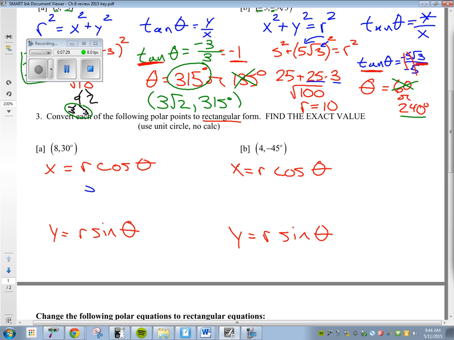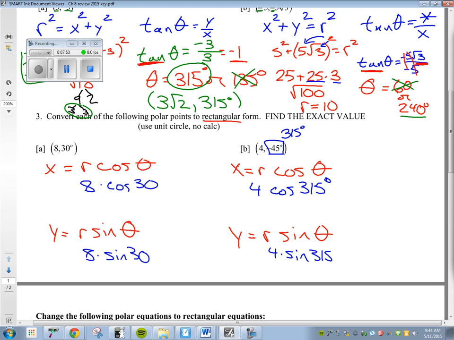Okay, so 8 times cosine of 30. 8 times sine of 30. 4 times negative 45 degrees. That would be the same thing as 315. I would rather use positive degrees. It's just easier. Okay, there's our setups for all of them. Now I'm just doing them.